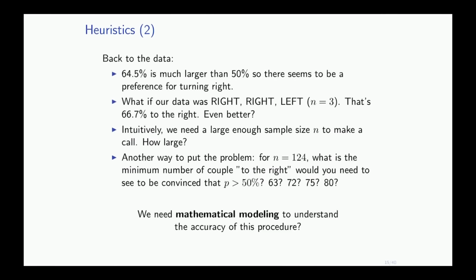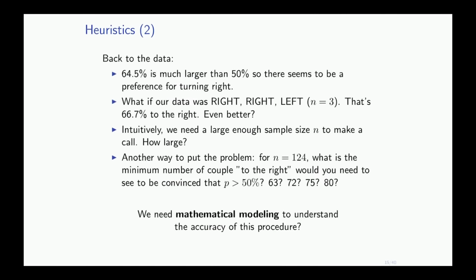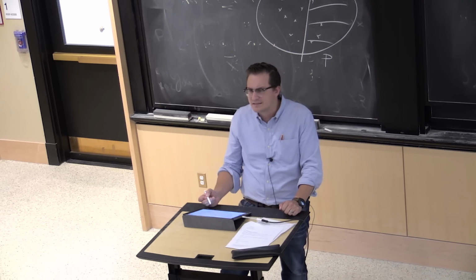Well, the answer is actually, as usual, it depends. It will depend on the true unknown value of P. But from those particular values that we got, 124 couples and 80 of them, we actually can ask some questions, right? So here we said that 80 was larger than 50, allowing us to conclude at 64.5%. 50% of 124 is 62. So the question is, would I be willing to make this conclusion at 63?